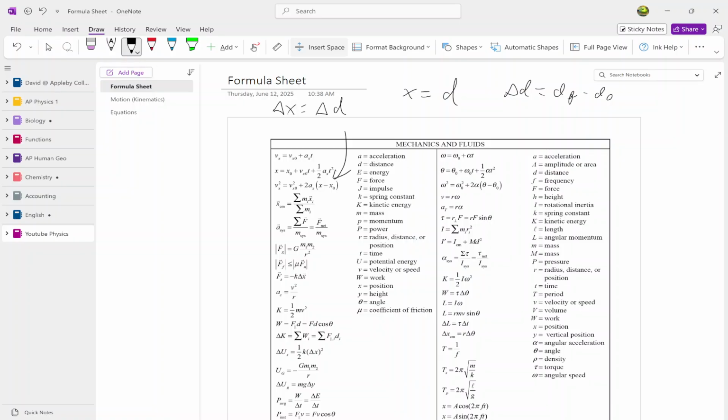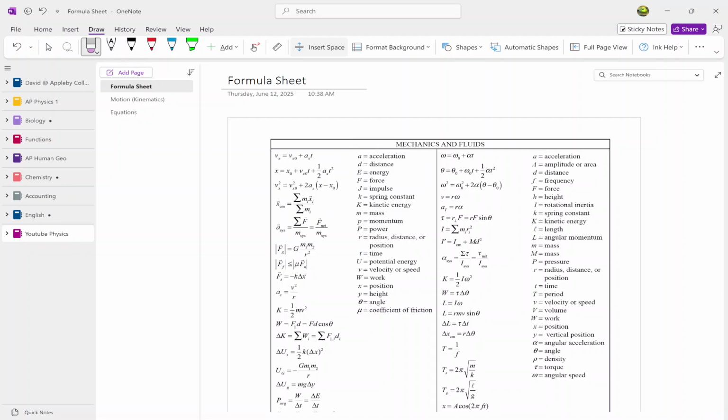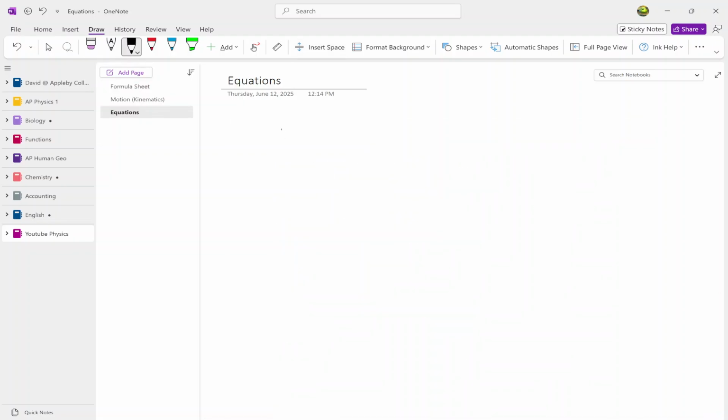So if I was, I don't know, 11 meters away from somewhere, and my starting position was, I don't know, 5 meters, right? My change in displacement, how much did I actually move, would be 11 minus 5. My final minus my initial. Okay, so that's just some basic understanding for these equations. I'll be explaining that later on. But yeah, let's get into it first. So the basic equations.